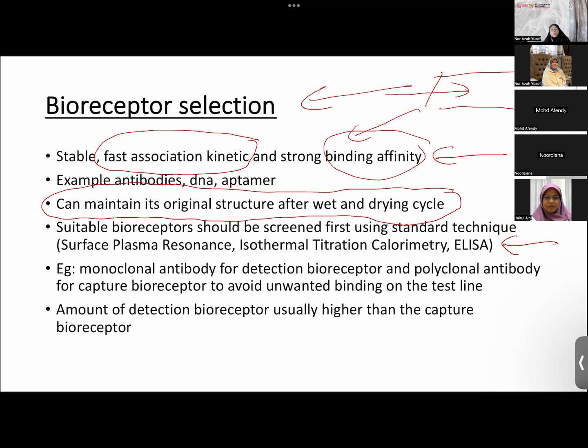If your bioreceptor cannot stand this process, then it's not going to be suitable for lateral flow. It is different if you're using, for example, a spectrophotometric technique. Most of the time you use it in a wet form, not in dry form, and the same for electrochemical techniques. But for lateral flow, it's going to be a wet and dry cycle, so it has to be able to withstand this type of condition.